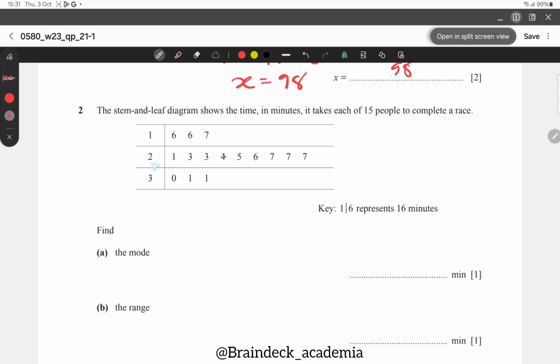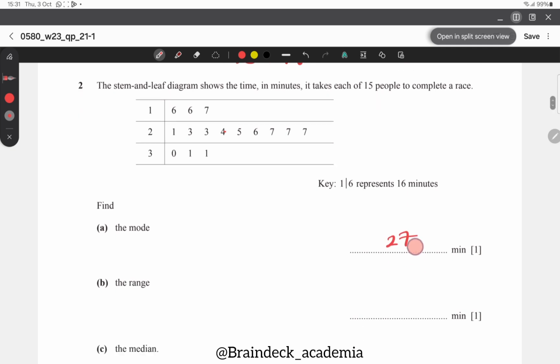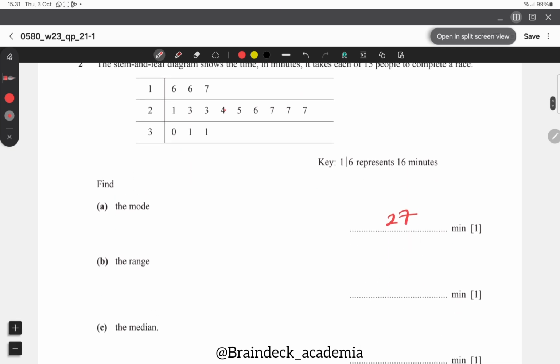Looking at this, we have 27 occurring 3 times, so the mode here is 27. That's the answer for this one. The range is the difference between the highest and the lowest. The highest value here is 31 and the lowest is 16. So 31 minus 16 gives us 15, and that's our answer here.